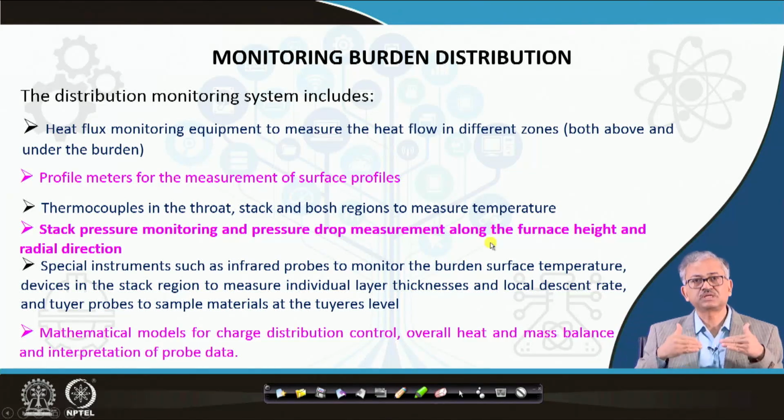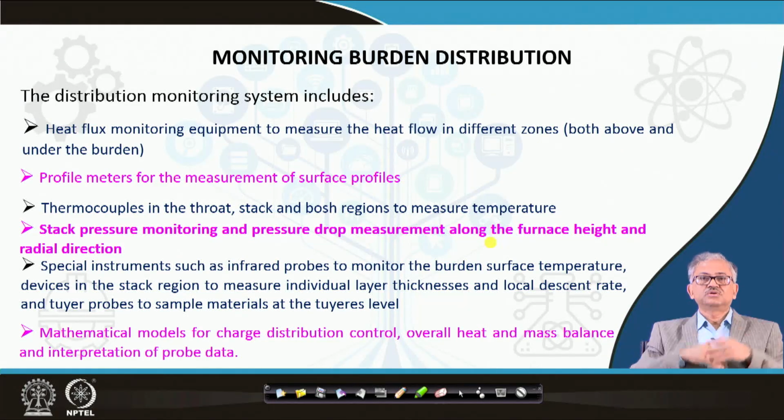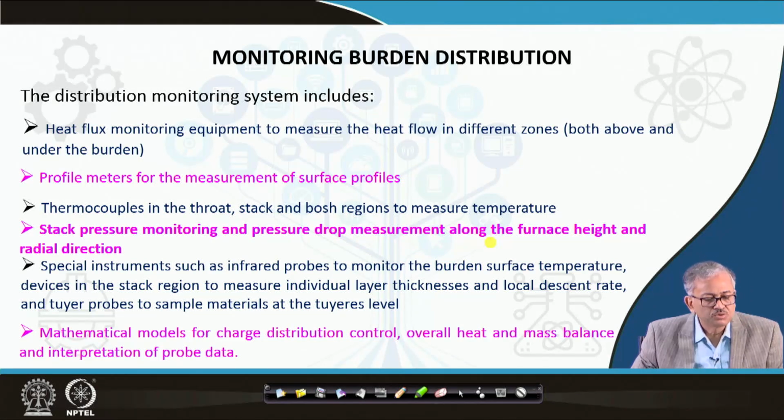So underburden probes are there at regular intervals in the axial direction, and they also probe in the radial direction. So you can have a 2D distribution of pressure at different radial and axial locations. Okay. So you have radial and axial pressure distribution across the blast furnace. And then special instruments such as infrared probes are there to monitor the burden surface temperature.